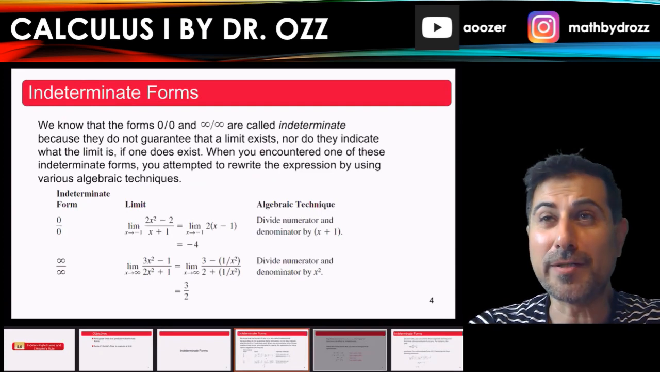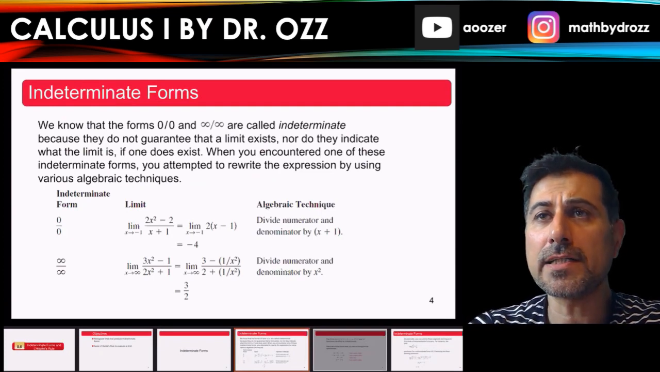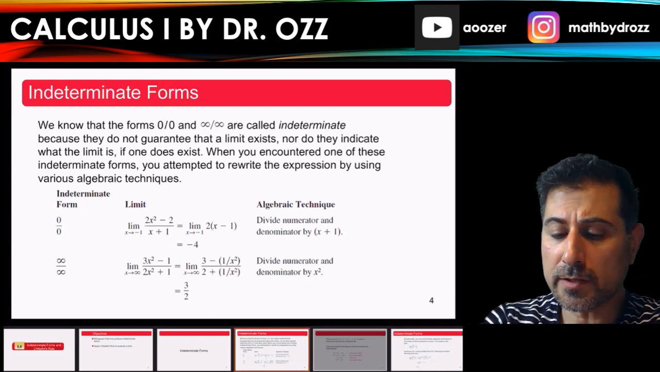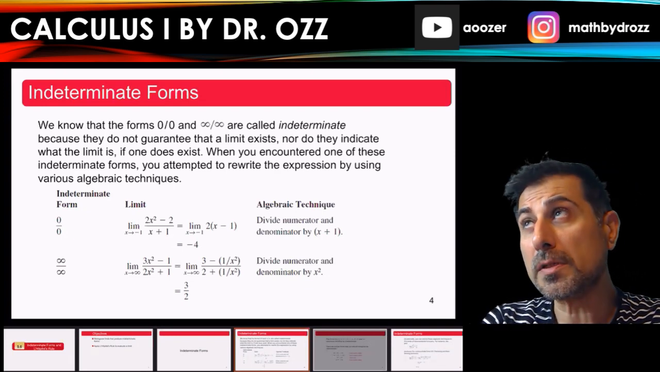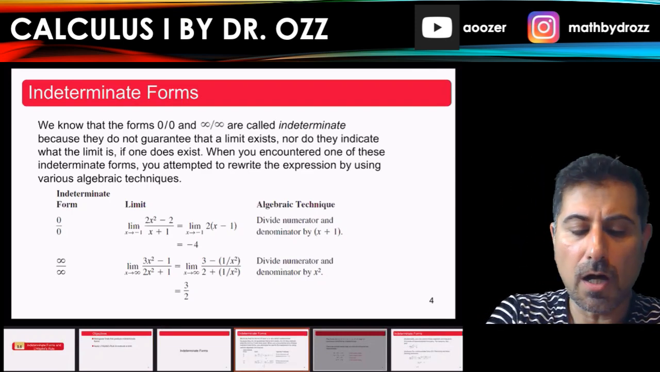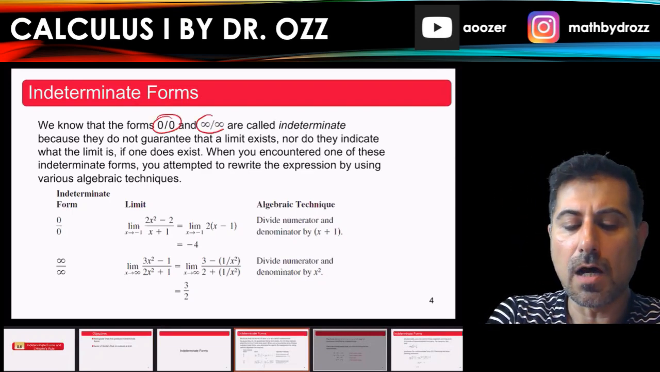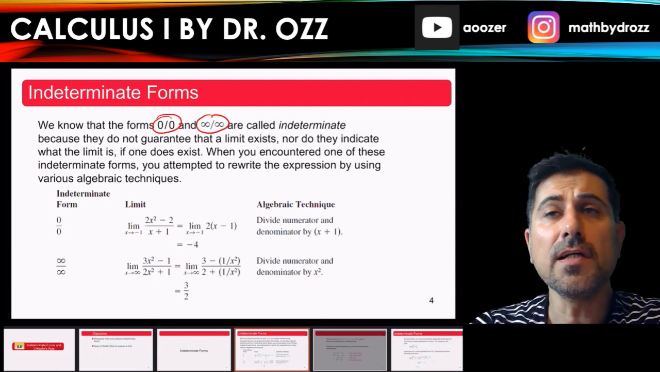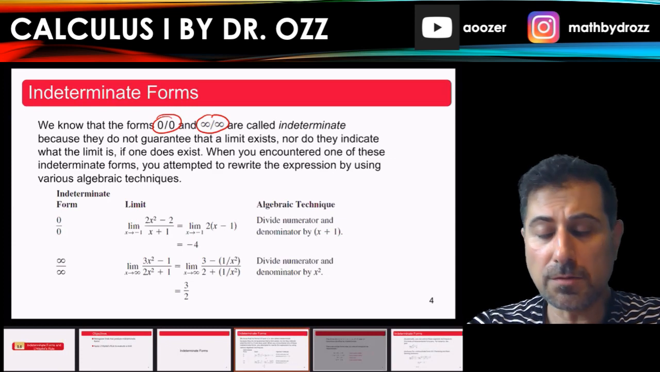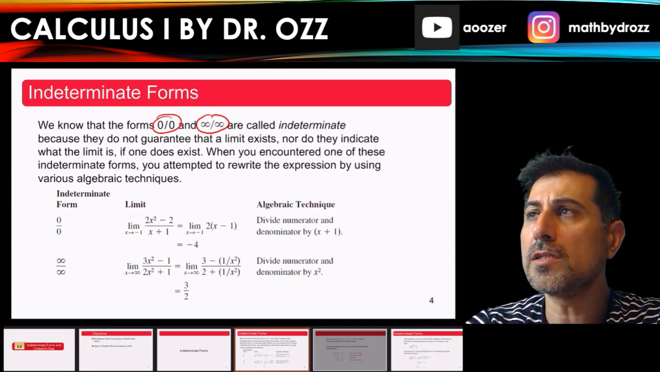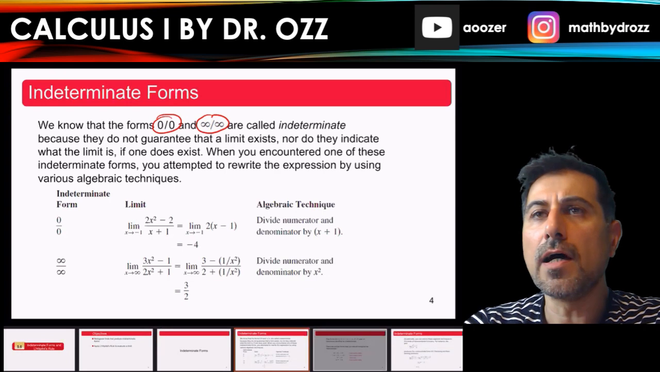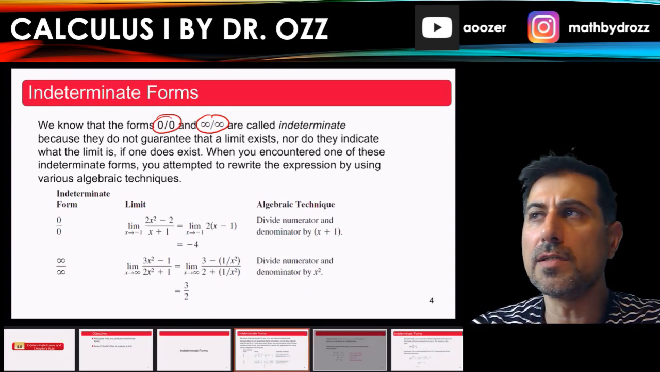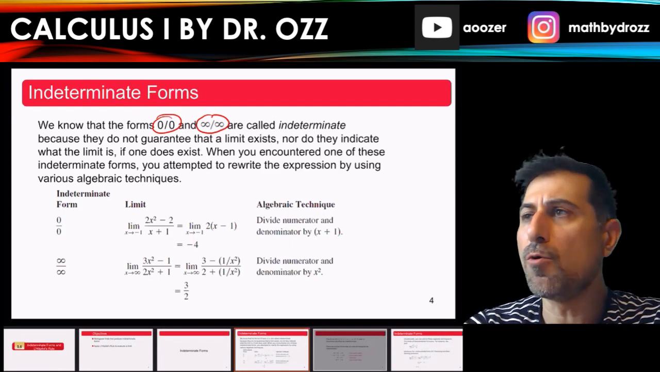When we started learning about limits in the beginning of calculus, we encountered different cases where you had what are called indeterminate forms, and those were of the form 0 over 0 or infinity over infinity. When you run into one of those cases, we generally try to use algebraic techniques to simplify the expression so that we can get rid of the 0 over 0 or infinity over infinity type forms.